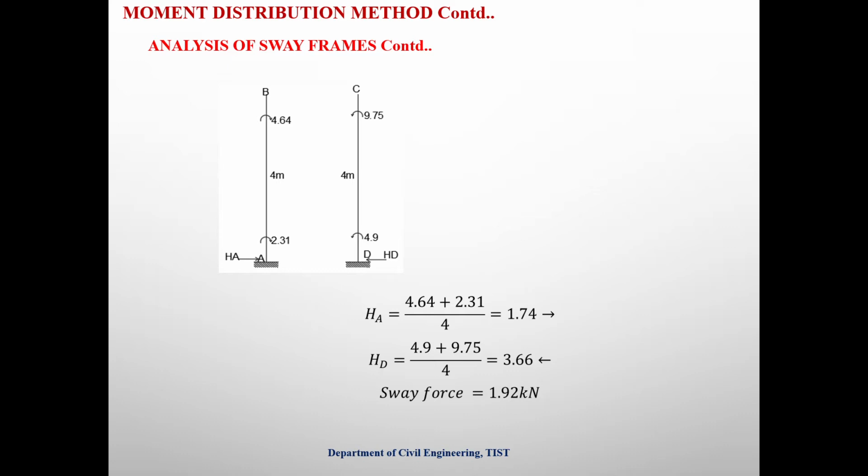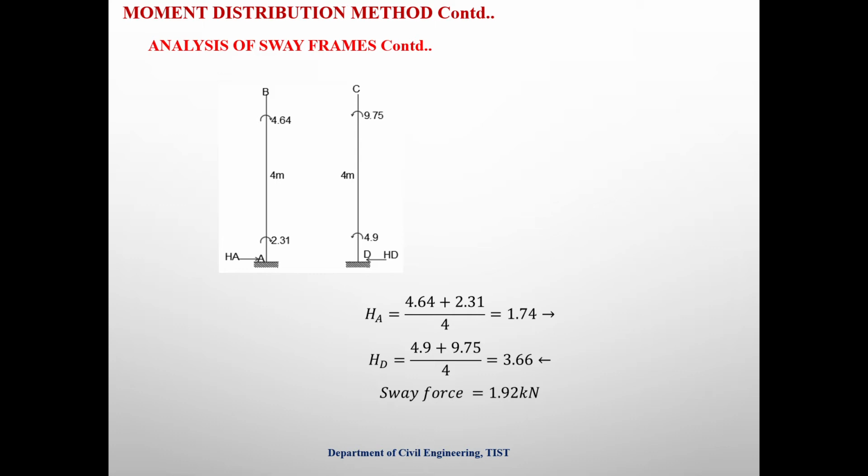Here we are getting HA as 1.74 towards right and HD as 3.66 towards left. That means the net force will be 3.66 minus 1.74, that is 1.92 towards left, that is your sway force. With this, the non-sway analysis is completed. After completing the non-sway analysis, we get the sway force as 1.92.